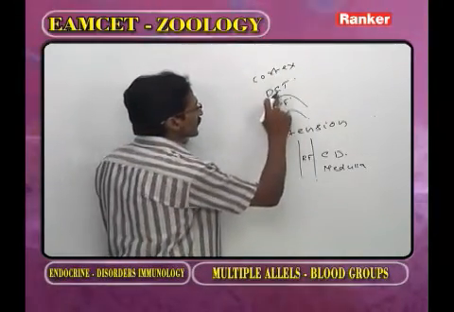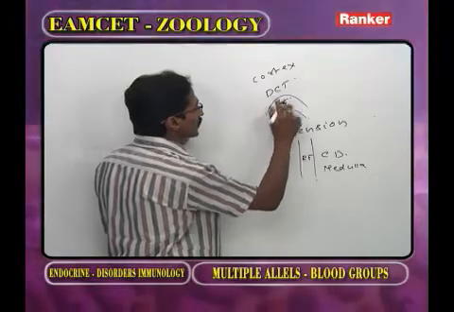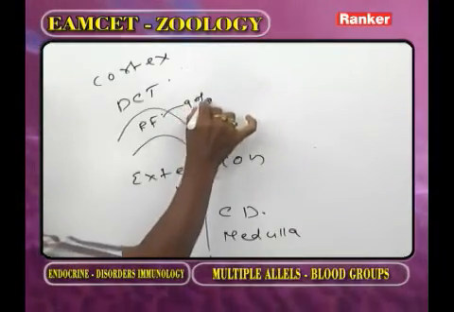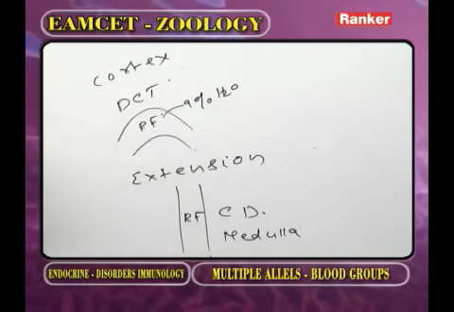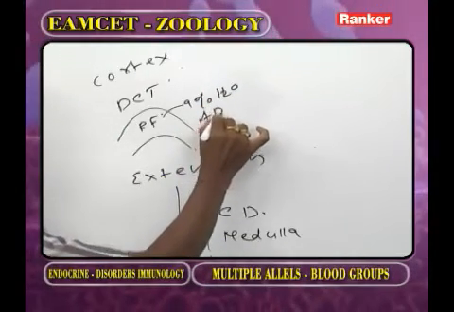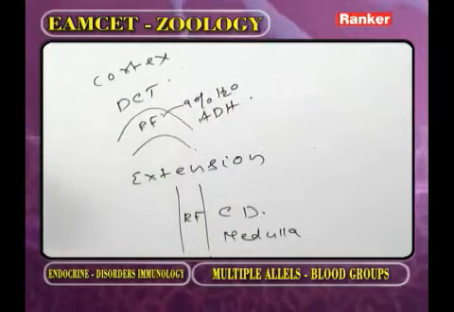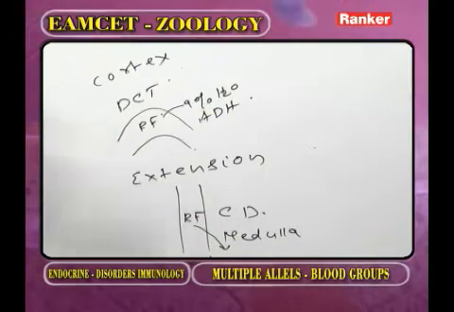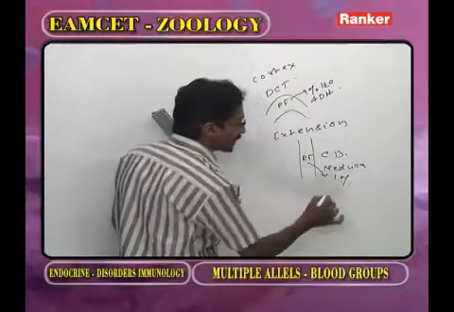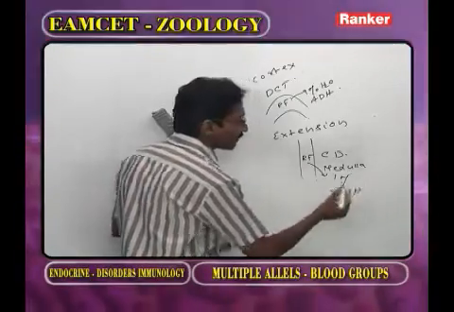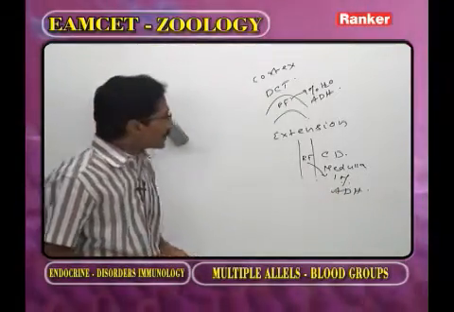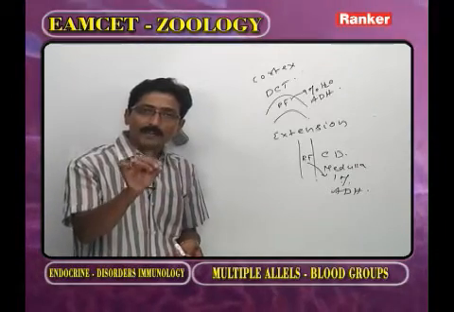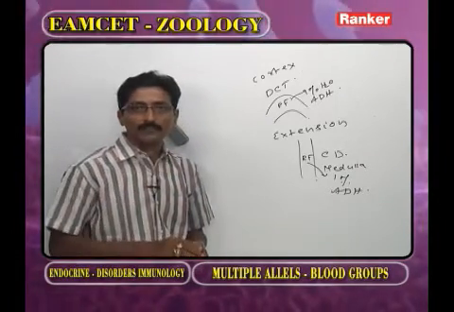Now, in the distal convoluted tubule, from the renal fluid, 9% water is reabsorbed with the help of antidiuretic hormone. Now again, in the collecting duct, from the renal fluid, 10% of water is reabsorbed with the help of antidiuretic hormone. It means the antidiuretic hormone is responsible for the reabsorption of water from the renal fluid.